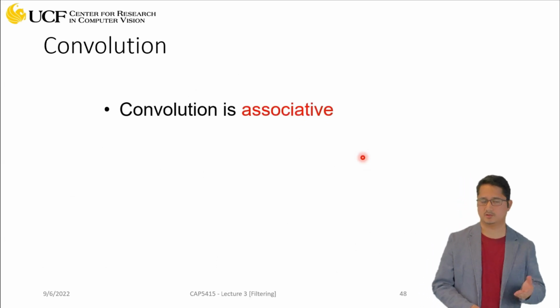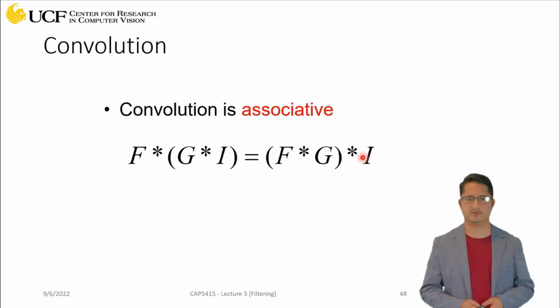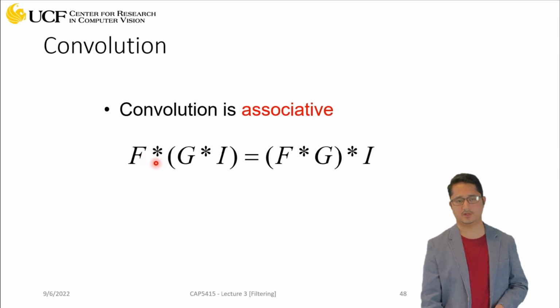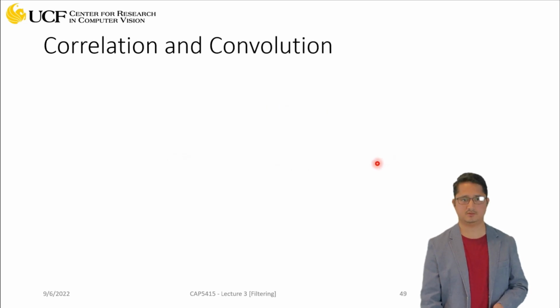Now convolution is associative. These are some interesting properties, so we can quickly go over these. Associative means if you are performing convolution of G and I first, and then convolving that with F, it doesn't matter what order you use. You can first convolve F and G, and then convolve the result with the second function. Okay, so it's associative.